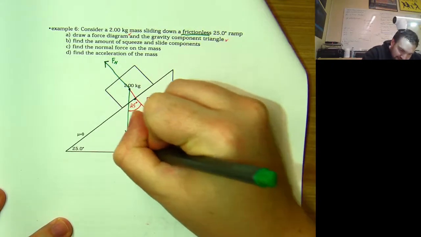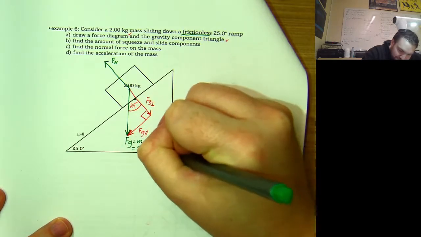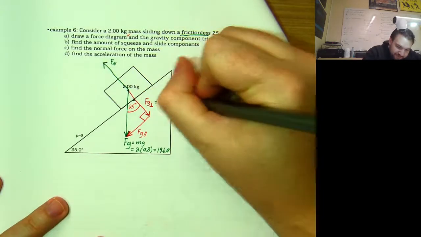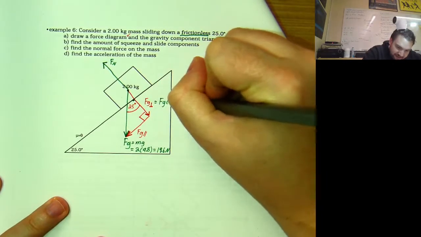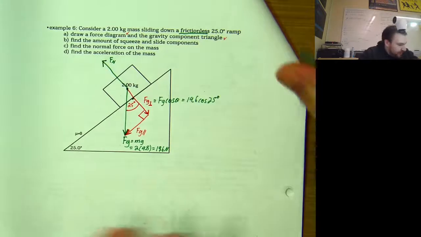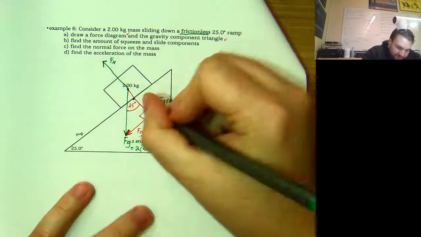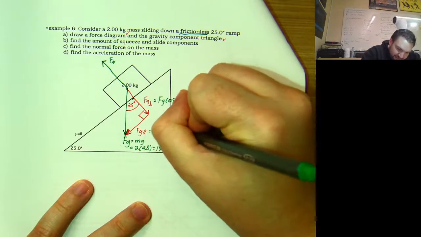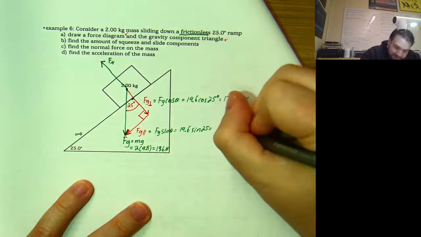Let's take a step back. Fg equals mg. M is 2, g is 9.8. So 2 times 9.8 is 19.6 newtons. We know that Fg perpendicular is equal to Fg cos theta. So that's going to equal 19.6 cos 25, which is going to equal 17.76. And Fg parallel is going to equal Fg sine theta, which equals 19.6 sine 25. That's going to equal 8.28 newtons.